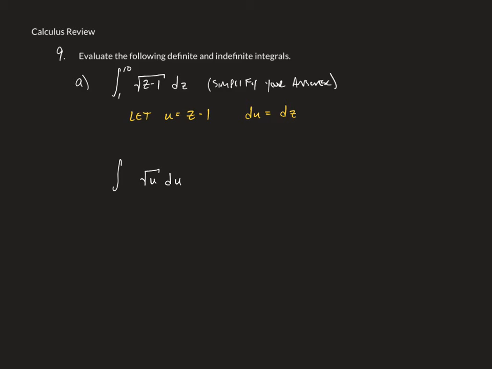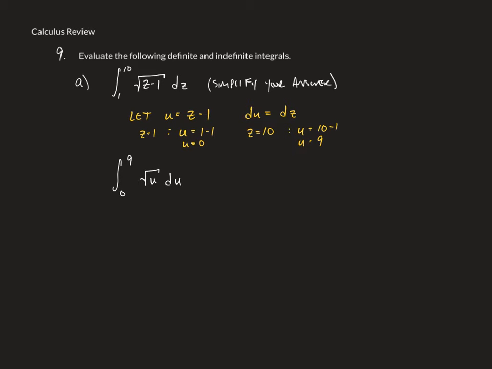So let's find the new bounds of integration here. If z is equal to 1, then u is equal to 1 minus 1, which is 0. Okay? And if z equals 10, then u is equal to 10 minus 1, which is 9. Alright, so now we can just evaluate this integral right here.